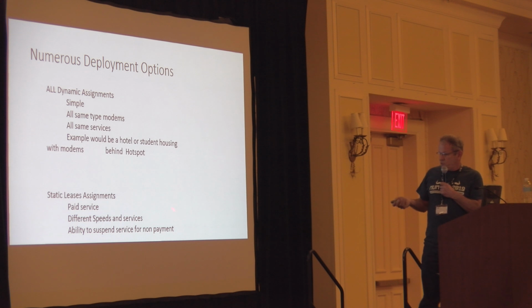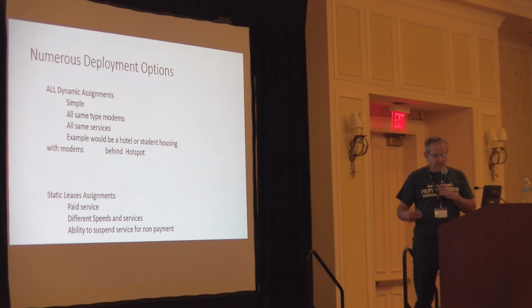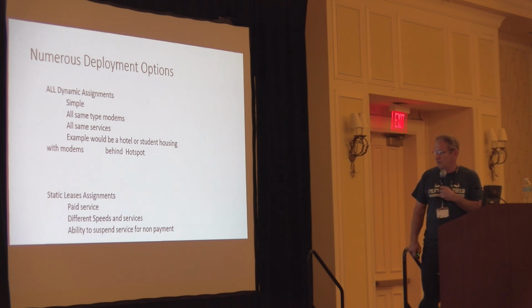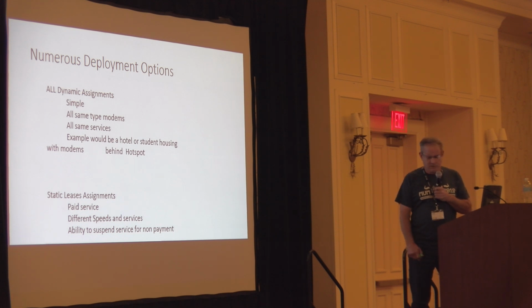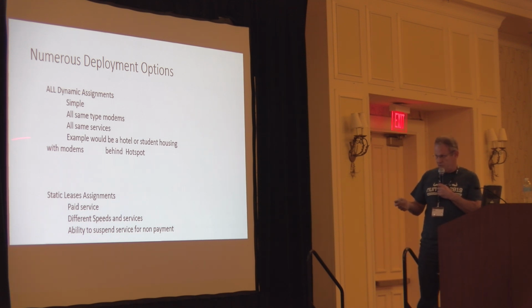Another way to do it, which is the way I kind of did it, was I just used static lease assignments in my DHCP server. This is normally going to be used if you want different speeds and services for different customers. You'll have the ability to suspend service, cut them off, all that type of stuff. That's what I used in this case.